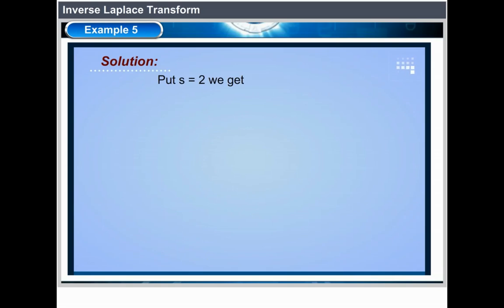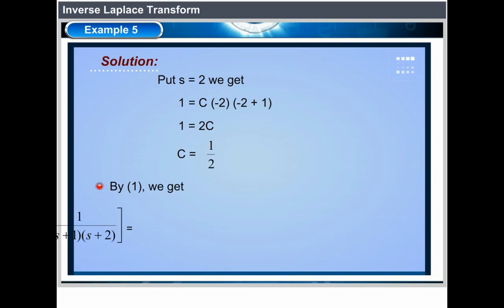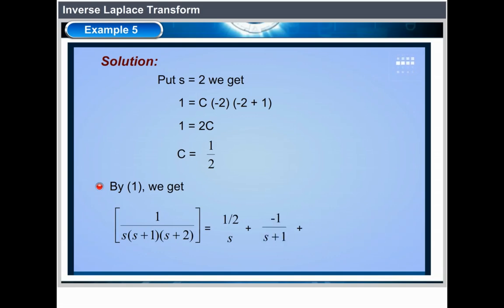Put s equal to minus 2 in equation number 1. We get 1 equal to c into minus 2 plus 1 into minus 1. Then 1 equal to 2c. Finally c equal to 1 by 2. By 1 we get 1 by s into s plus 1 into s plus 2 equal to 1 by 2 divided by s plus minus 1 divided by s plus 1 plus 1 by 2 divided by s plus 2. We just substituted all the values here.